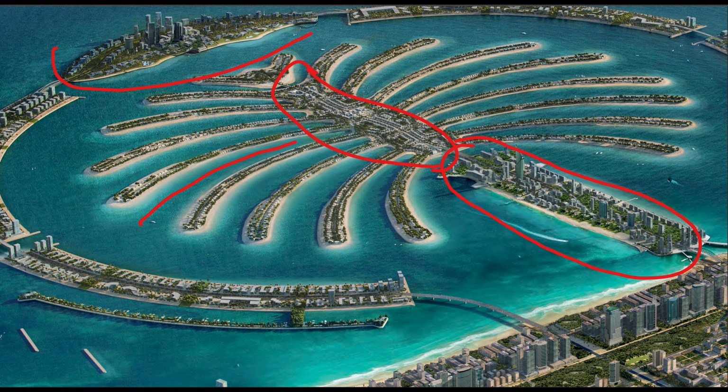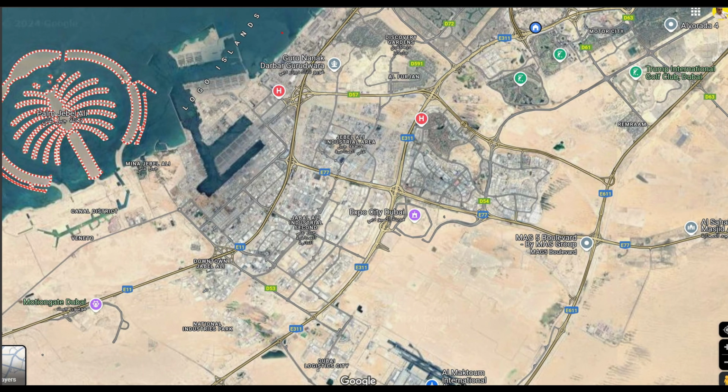And here we see the most interesting part of this area. What is going to happen over here? They are going to develop a new marina next to Palm Jebel Ali. So we will find a lot of infrastructural development going to happen around Palm Jebel Ali in the future. So this is the location of Palm Jebel Ali.